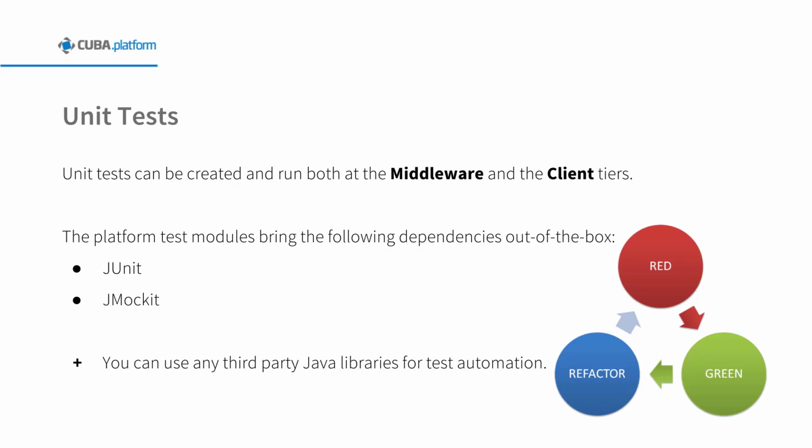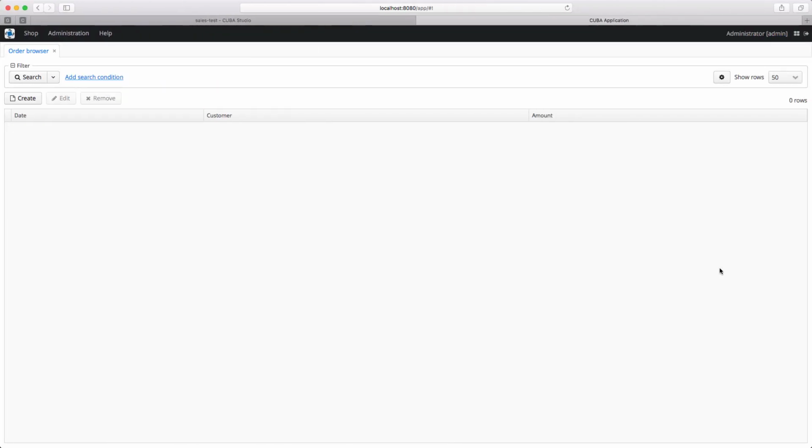Unit tests can be created and run both at the middleware and the client tiers. The platform test modules bring the dependencies on JUnit and JMockit libraries out of the box, but you can use any third-party Java libraries for test automation. Let's see how this works. I'm going to use a simple sales application to show the ways of testing Cuba applications.